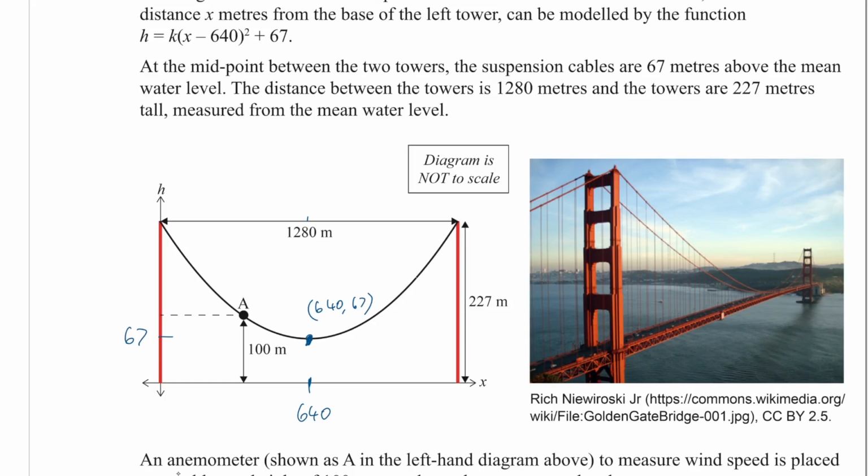An anemometer, shown as A, right? So it just detects wind speed, because they might need to close the bridge if the wind is gusting too strong. So it's positioned at point A, and it's 100 meters above the water level, so that's labeled. So it has an h value of 100. And we're asked to find this horizontal distance, in other words, this x value here.